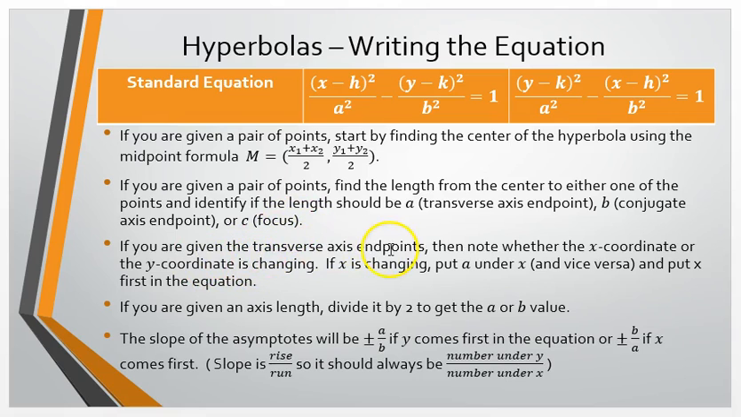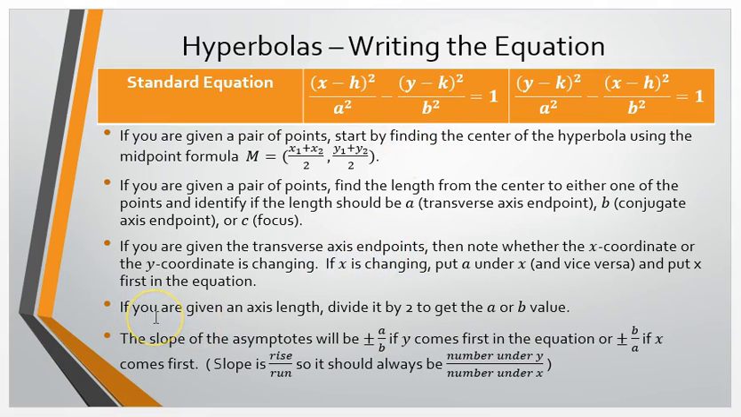Next, I look at the points that I was given again. If they were the transverse axis endpoints, then you want to note whether it's the x-coordinate or the y-coordinate that's changing for them. If x is changing, then that would mean A and x need to be paired together. So A should be underneath x, and it would mean that x needs to go first, because A always goes first. If instead they had given me the conjugate axis endpoints, then again, look at what's changing for them. Is it the x-coordinate or the y-coordinate? If it's the x-coordinate changing, that means B goes with x. And then that would mean those go second, because B always goes last for the hyperbola.